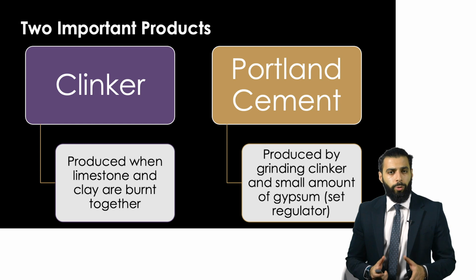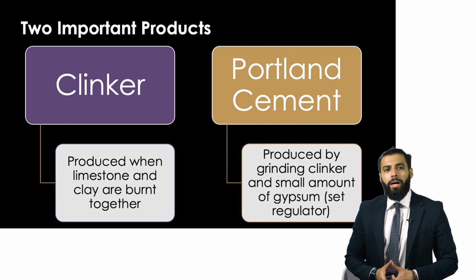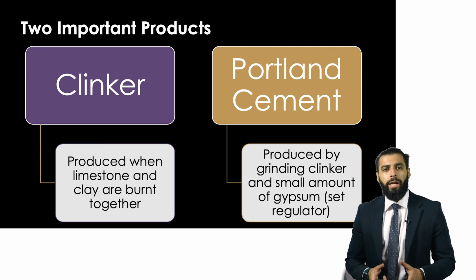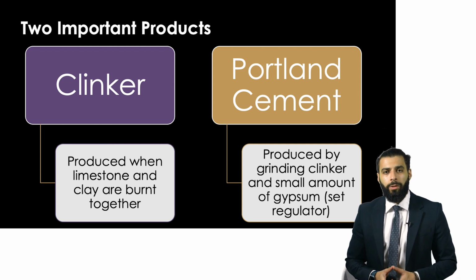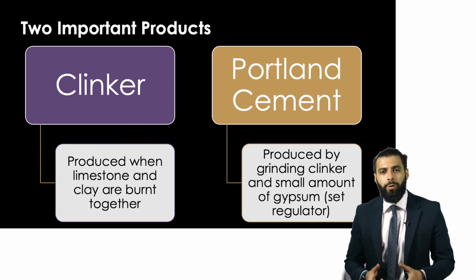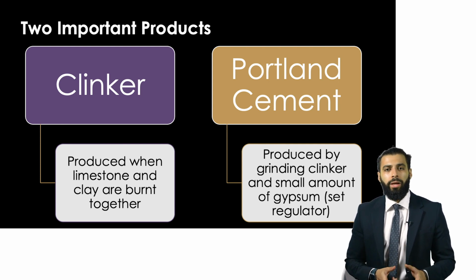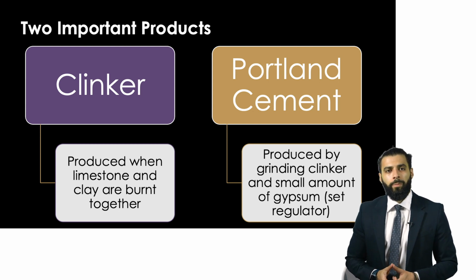As I said, an important product is clinker, and that's produced when your limestone and clay are burnt together in the cement production process. Another important product is your Portland cement, and this is produced when we grind the clinker with small amounts of gypsum towards the end of the production process.